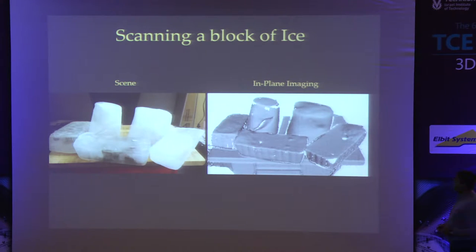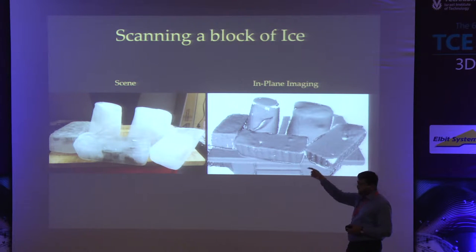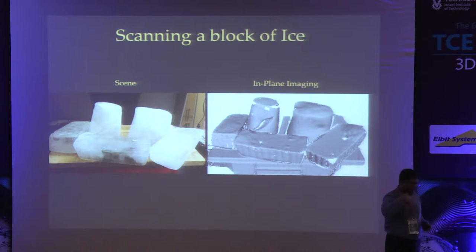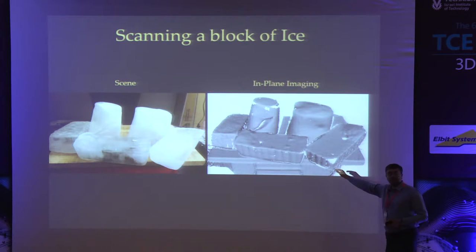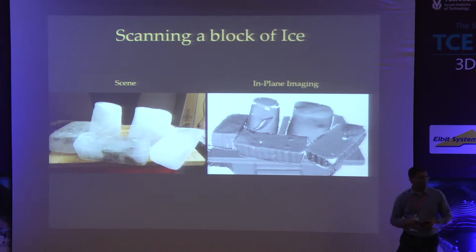So here's another one. This is scanning ice blocks. And this is pretty hard because if you use a laser range scanner, it could be time of flight, whatever it is, because light goes through this ice and then comes back from different depths, you get sort of a flattened appearance of ice. It's very hard to scan ice, okay? And it does perfectly well. So you get the surface of this ice, right?